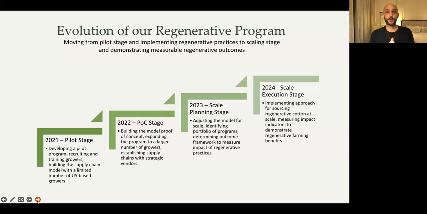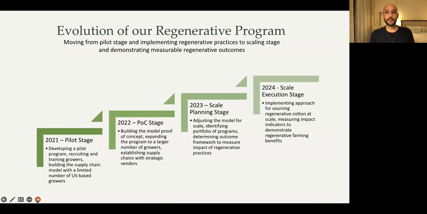And then this year, 2023, we are beginning to plan what the actual scale is going to look like for J. Crew Group, adjusting our model for full scale and also identifying a portfolio of programs. We're not only going to be working with the program that we developed at J. Crew Group, we're going to look also at other programs that are already out there, which would allow us to source already certified regenerative cotton. And very timely, this report is going to help us determine what framework we're going to use to measure the impact of regenerative practices.